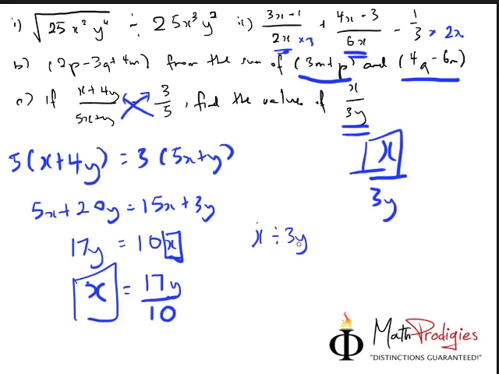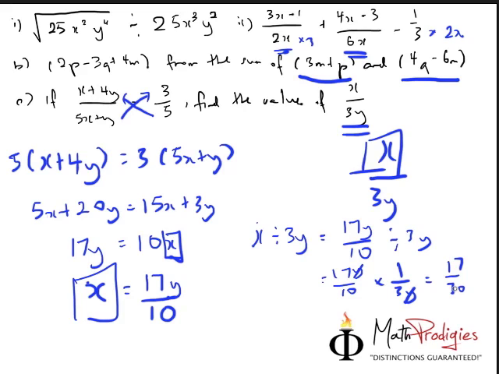So basically, 17y over 10 divided by 3y, it basically means what? 17y over 10 times 1 over 3y. So you have y here, you have y over there. Simply you can just cancel the y's and you have 17 over 30. And that is the answer. So if you got that one right, high five, because you are a math prodigy.